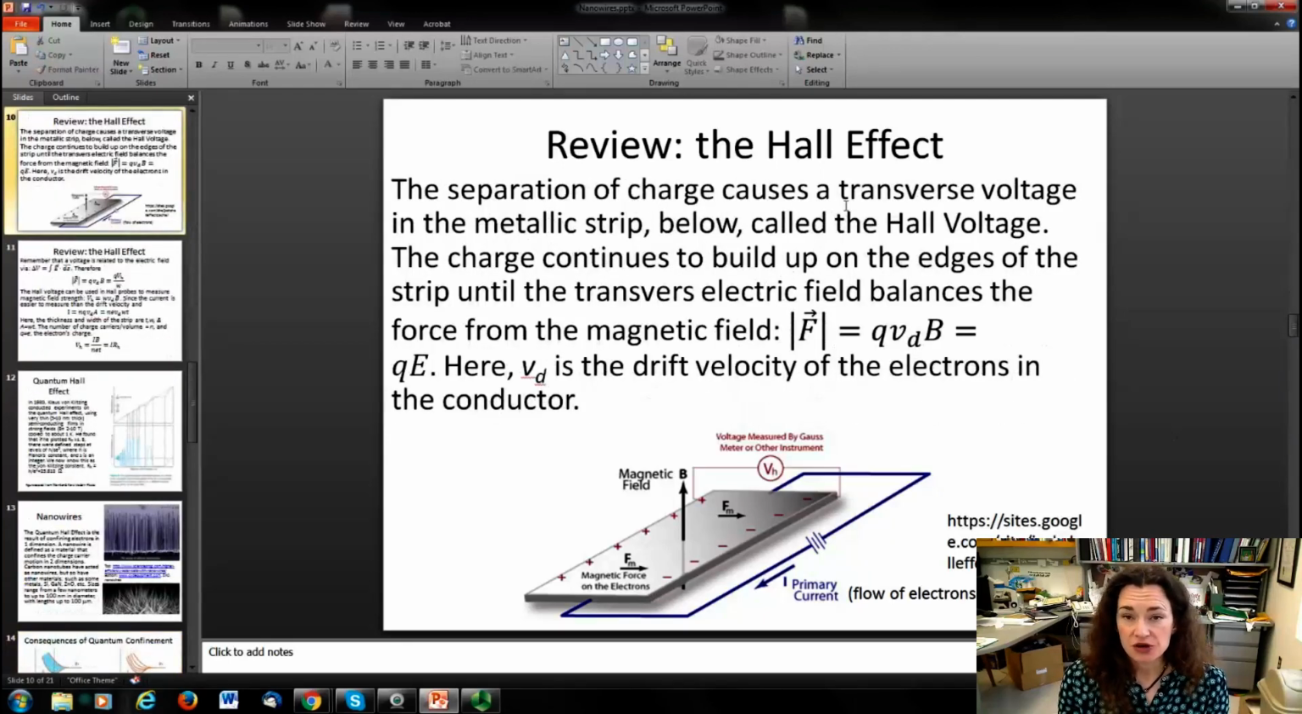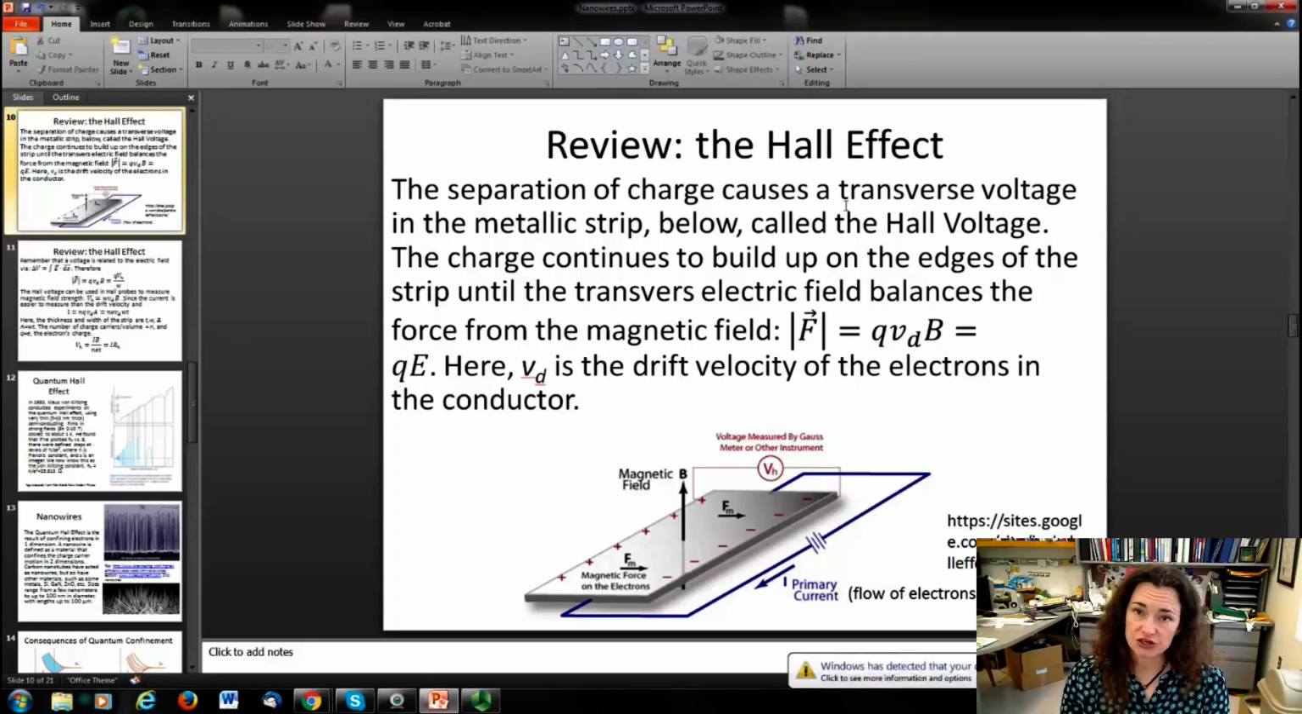That separation of charge causes a transverse voltage in the metallic strip, and that's called the Hall voltage, and you can measure that Hall voltage. When you turn your current on, the charge will start to build up as long as you have that external magnetic field, and the charge will build up until the voltage builds up so that the electric force counteracts the magnetic force, so that you have q times v_D, your drift velocity, times your magnetic field, equaling qE.